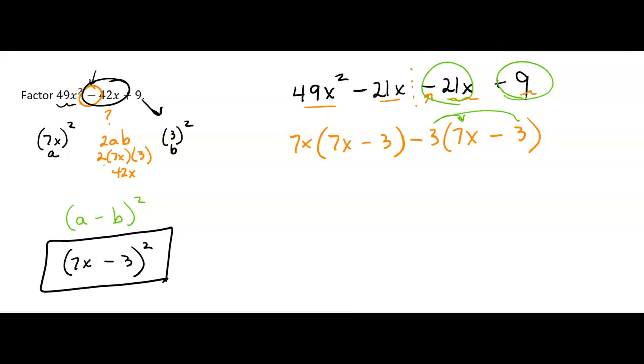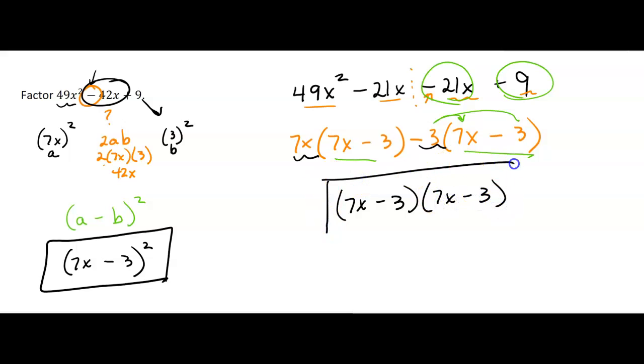Okay, but good news, the parentheses are the same. So you get 7x minus 3 times 7x minus 3, but we kind of knew that was going to happen. We already knew it was a perfect square trinomial. And so you get that, which is the same thing as that. Now, you might be asking, well, what if that didn't work? What if my parentheses didn't come out the same? Then it wasn't a perfect square trinomial. Okay, you might still be able to factor it, but it wasn't a perfect square trinomial. All right, good luck with those. They're fun.